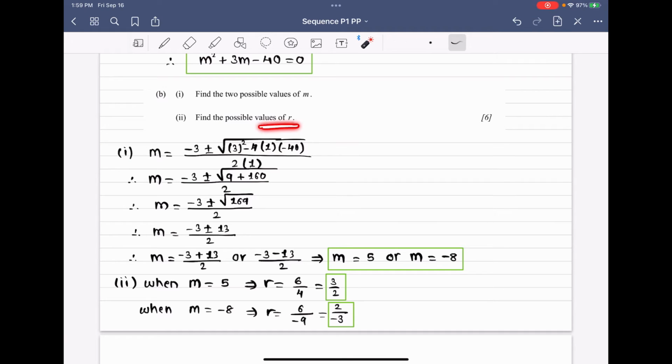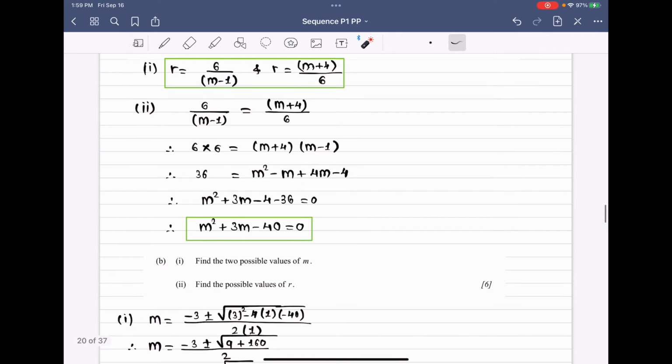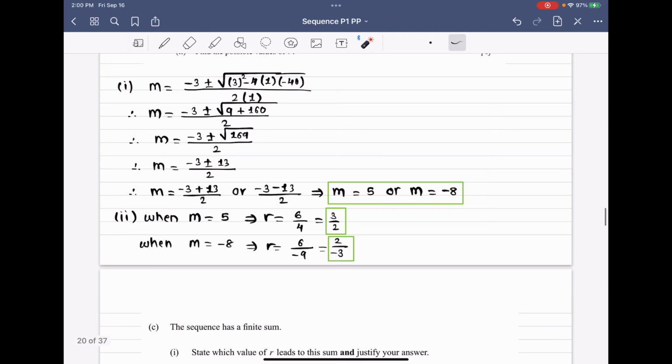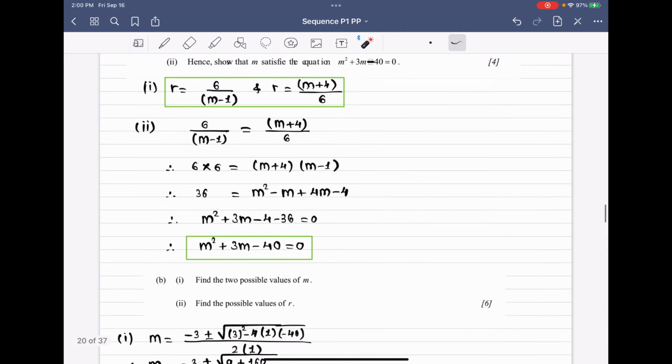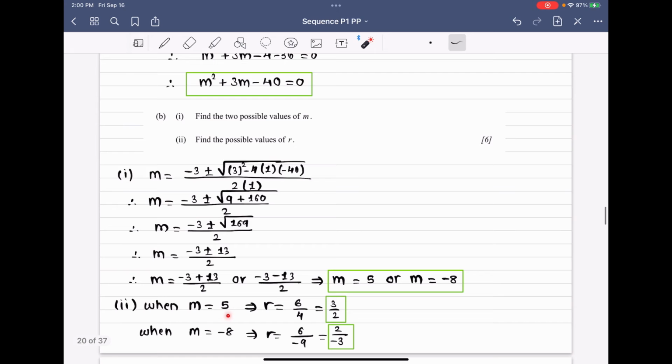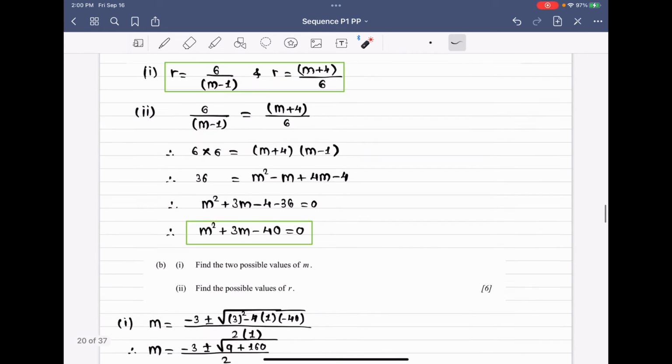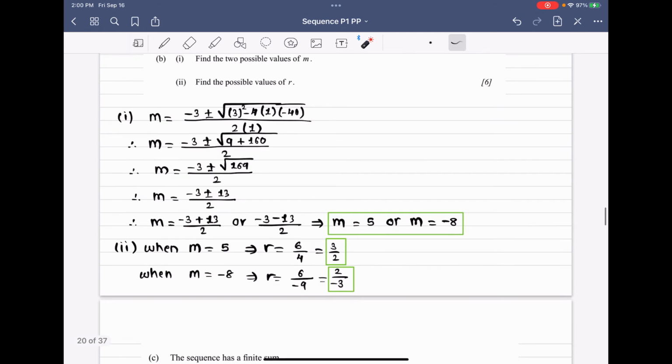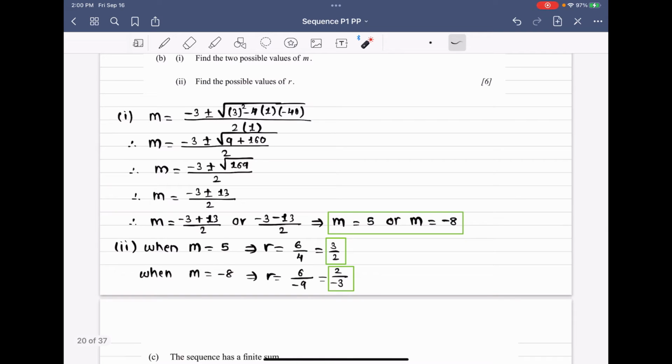Find the possible values of r. Because r is not your m, r is your 6 over m minus 1 or m plus 4 over 6. You can use anything. I am using m is equal to 5. So I am using this first formula, 6 over m minus 1. m is 5. So 6 over 5 minus 1 is 6 over 4. 6 over 4 possible to simplify. 2 times 2, 2 times 3. So it's 3 by 2. So when m is equal to 5, ratio is 3 by 2.